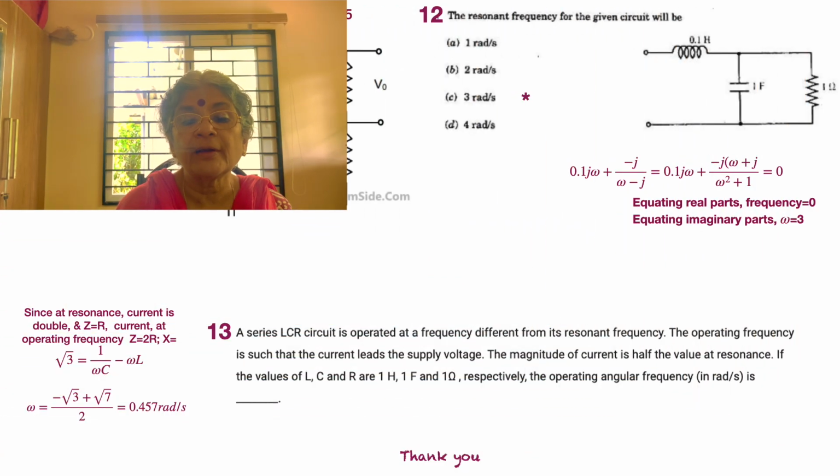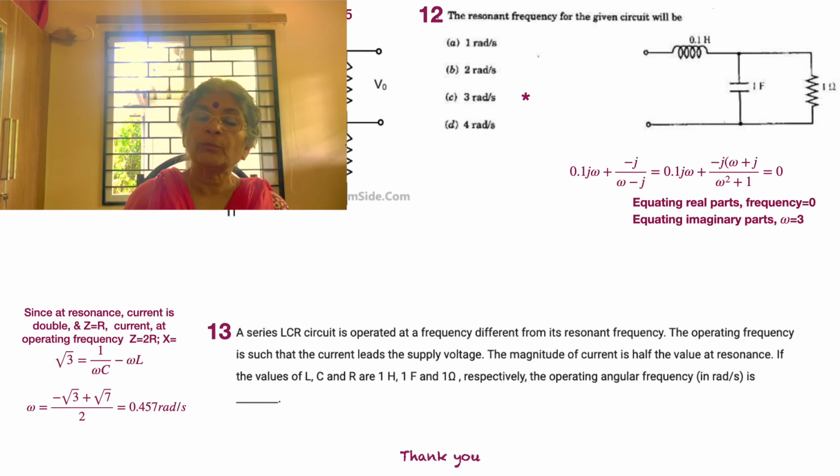Now let's move on to problem number 12, where we have an inductor of 0.1 Henry, and then we have a capacitor and the resistor in parallel. The resonant frequency for the given circuit is asked. Here I will tell you how to do it, and then I will also try to tell you how to do it in a very easy manner.